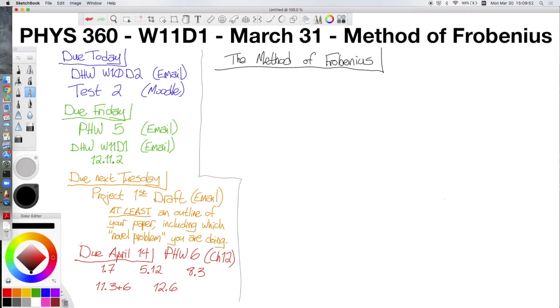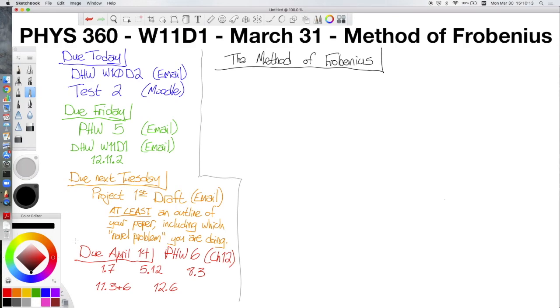The first draft of your project is due next Tuesday to me via email. And this is just a rough draft. You don't have to have the entire thing all typed out. You don't have to have your citations in the appropriate format. But at minimum, you do need to have an outline of your entire paper, which includes a description of which novel problem you're doing.